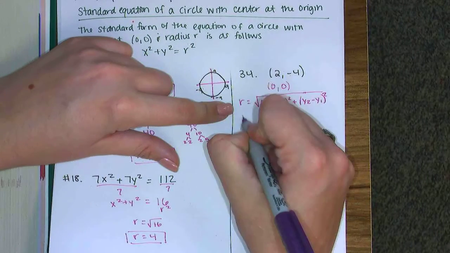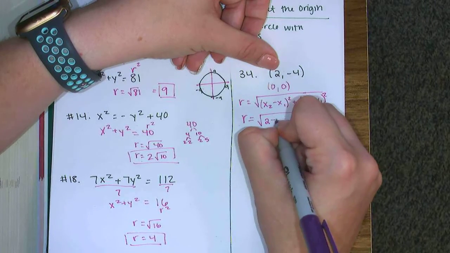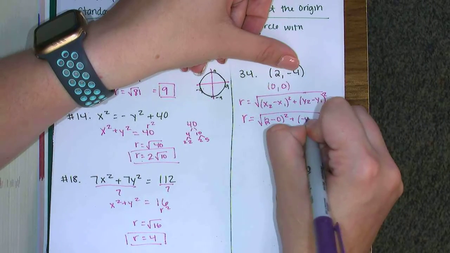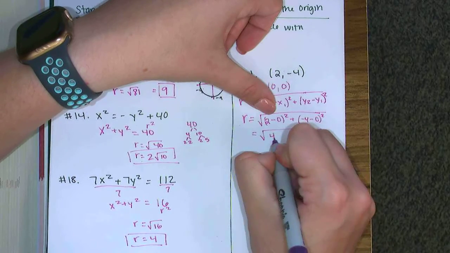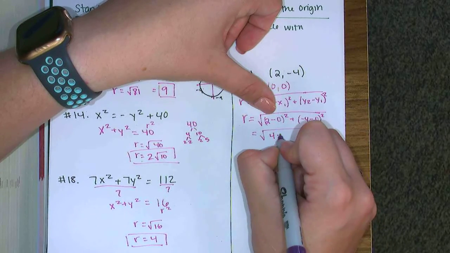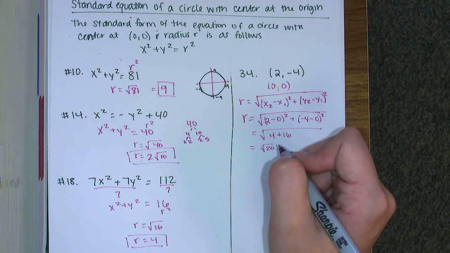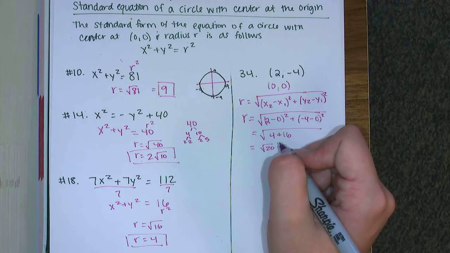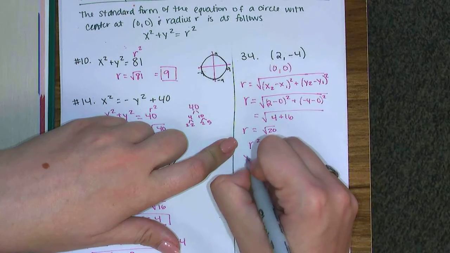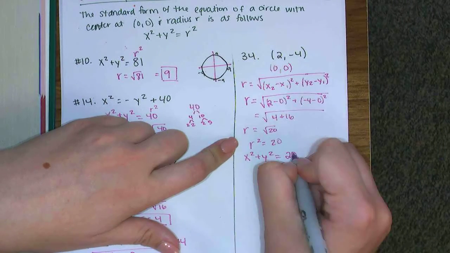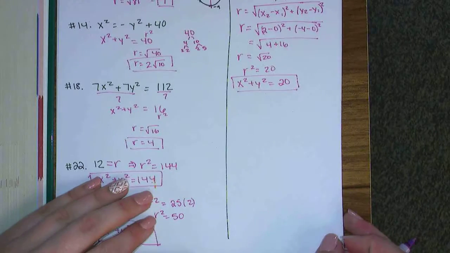So all that we are going to do is r is equal to the square root of 2 minus 0 squared plus -4 minus 0 squared. This is going to be the square root of 2 squared is 4 plus 4 squared is 16. So this is going to be the square root of 20. So then we want to write the standard form of the equation. So this is r. R squared would be 20. So then x squared plus y squared is equal to 20. Okay, that's all that's happening here.